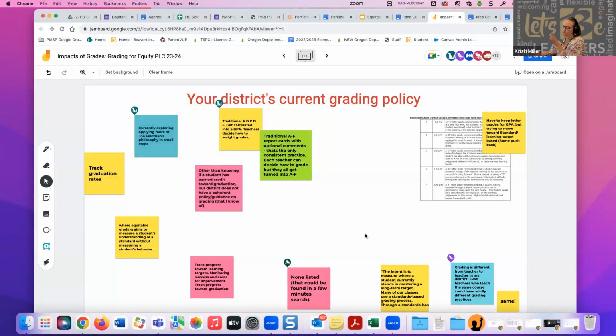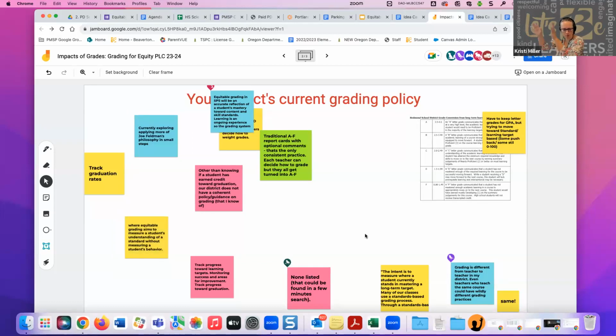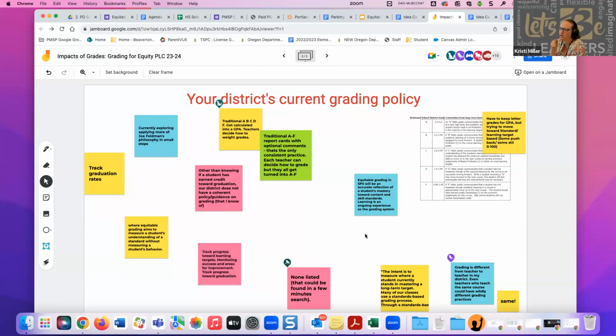Okay, great. I'm fascinated by what I'm seeing, and I'm just looking at the screen because that's where my Jamboard slide is. So sorry, I'm with you, I'm just looking at another screen. Fascinated by some of the things on here. I don't know what I would think if a district reported on a website that the reason they do grades is to track graduation rates. I mean, really, is that the reason? It might be the reason, but that fascinates me a little bit.